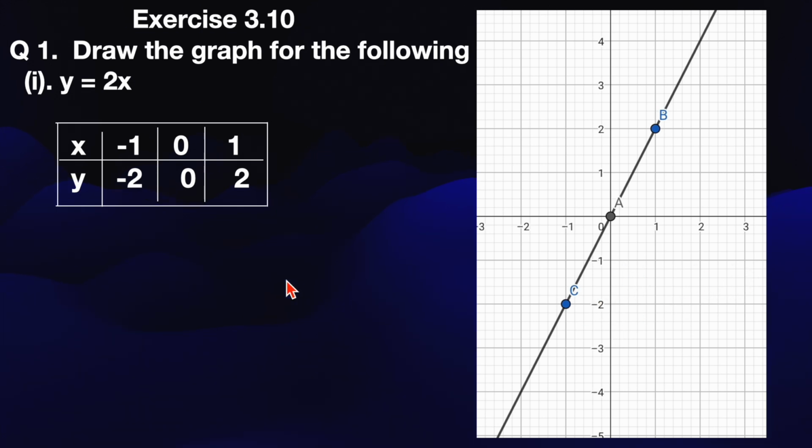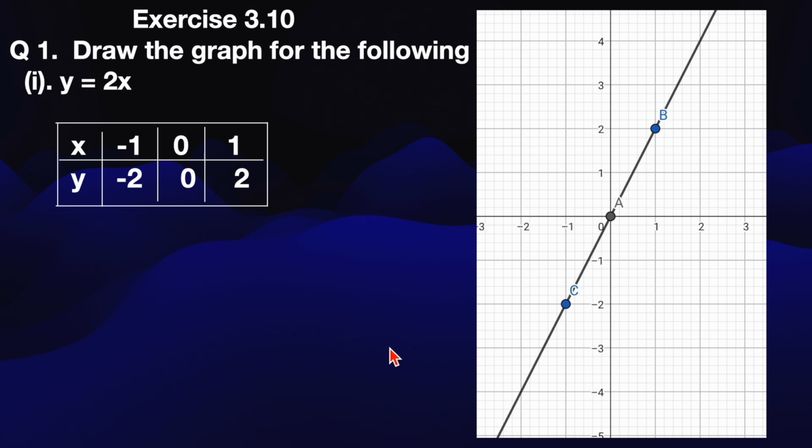Let's plot the first point, (-1, -2). The x coordinate is -1, the y coordinate is -2. If you draw lines like this, you get the point here. So this is the point (-1, -2). Point (0, 0) is this point. Then (1, 2): x coordinate is 1, y coordinate is 2. This is the point. Now join the 3 points like this. This line is the equation y = 2x.